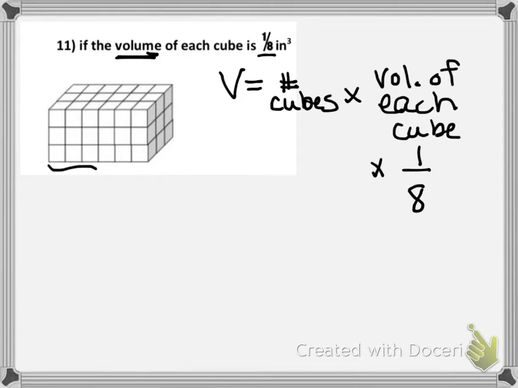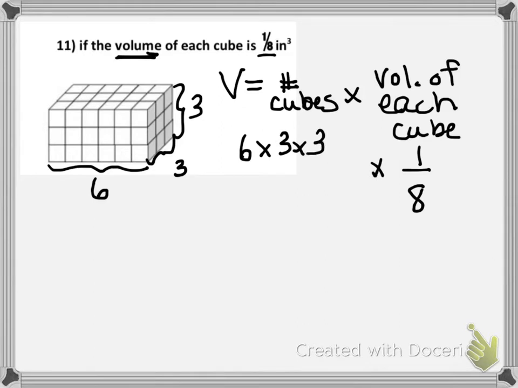So I notice along the bottom here, there are 6 cubes, and along the side, there are 3. So the bottom layer has 18 cubes, and there are 3 levels of that. Right? So 18 times 3. Or I'm going to multiply the number of cubes along the length, the number of cubes along the width, and the number of cubes along the height to tell me the number of cubes. Right? So 18 times 3 gives 54. So this shape has 54 cubes, and we're going to multiply that by our 1/8. Right? Multiplying across, that gives us 54/8.